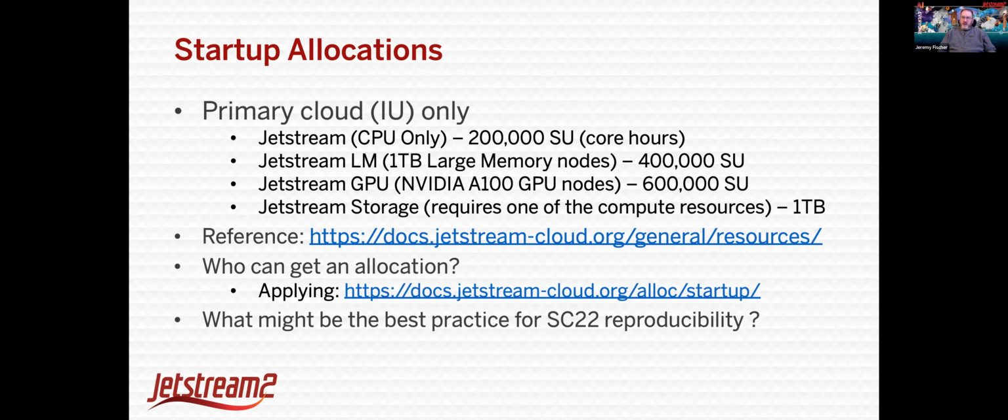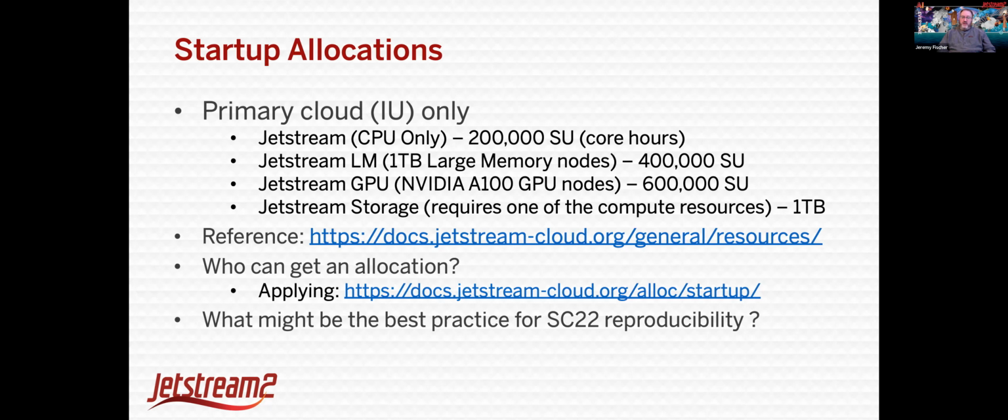But as mentioned, we have different kinds of allocations. Most people coming in will get a startup allocation, and this shows the limits. You can think of SUs, those are service units, which is the currency of Exceed. For Jetstream 2, a service unit is a core hour. It's a very simple thing with a complicated name. So you can get up to 200,000 core hours on the CPU side, 400,000 on large memory, and 600,000 on GPUs fairly easily. Startup generally takes a paragraph or two of information on what you're going to do with the system, sharing any grant information. Grants are not required, by the way, but sharing information about what you're doing. And then we get you access. The two links on the page have information both about the resources that are available and about how you actually get an application.